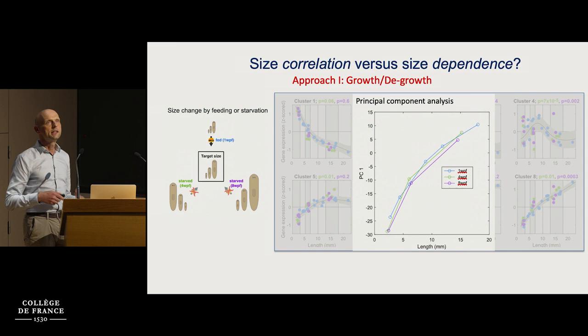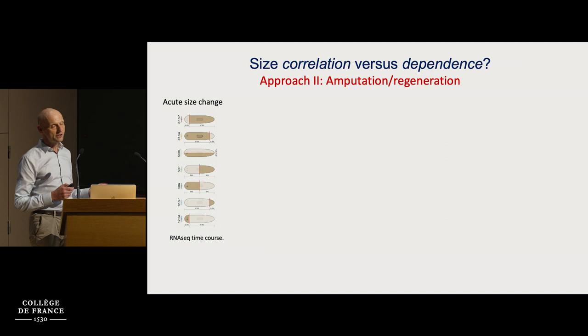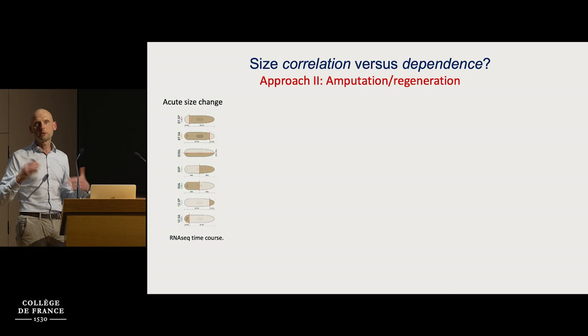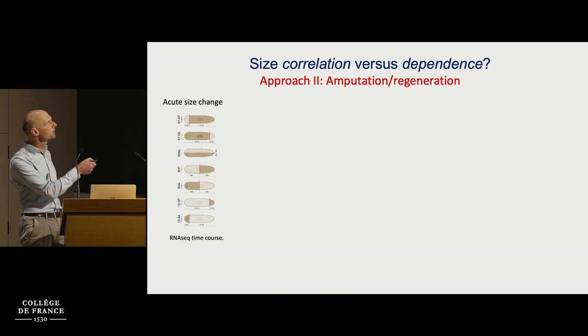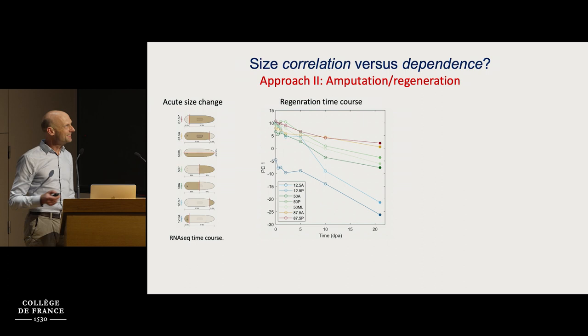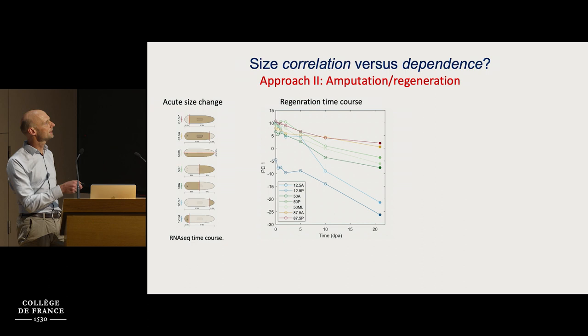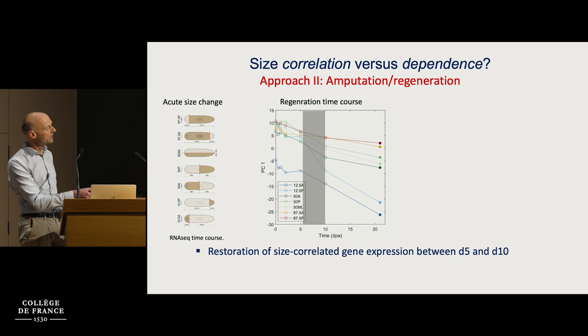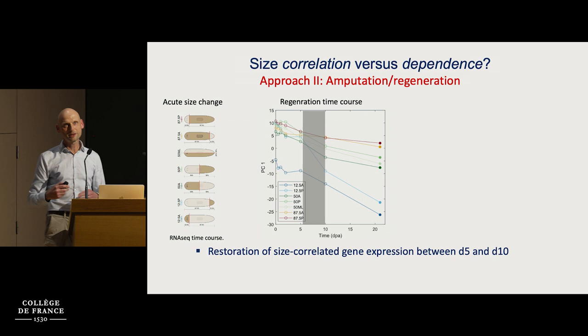Second, we can use creative salami slicing and cut off different parts of the animals systematically, and then ask to what extent and when the gene expression levels again mirror the acutely changed system size in this context. Again, this experiment works very nicely. We can see that the tiny fragments here at the end give rise to tiny tissue pieces. And long story short, the fragments do sort out according to size. Interestingly, not instantaneously, but with a time delay of about 5 to 7 days. So it takes about 5 to 7 days before everything is in place again for the gene expression levels to report on system size.